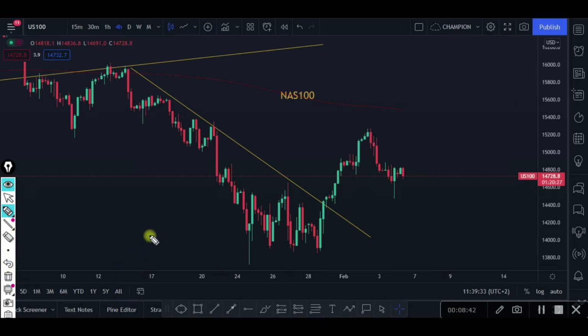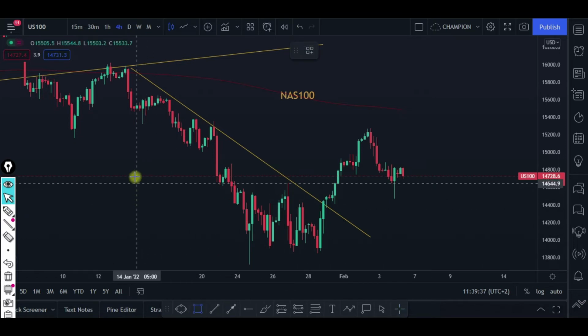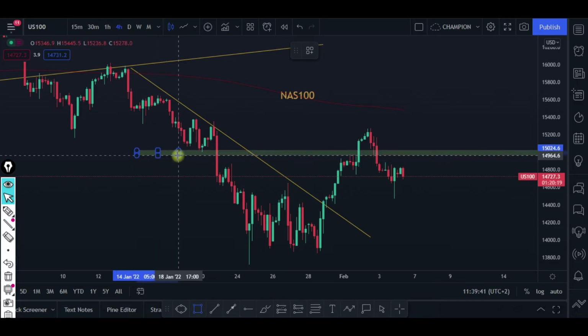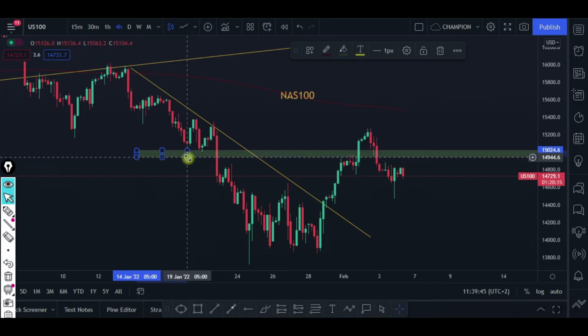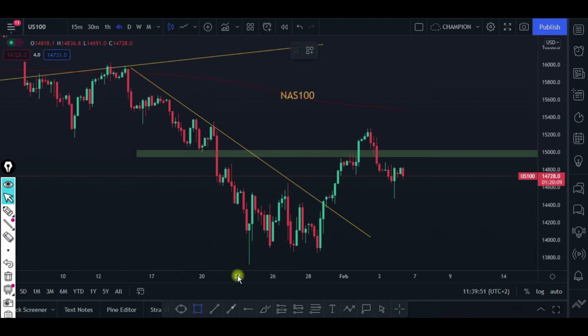So what are we expecting today on the NASDAQ? NASDAQ reached this area right here. You guys are able to see what I'm showing you. NASDAQ reached this area right here.